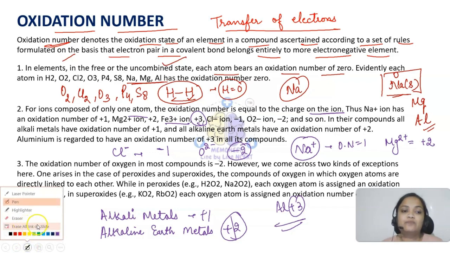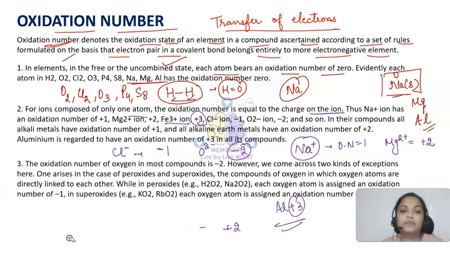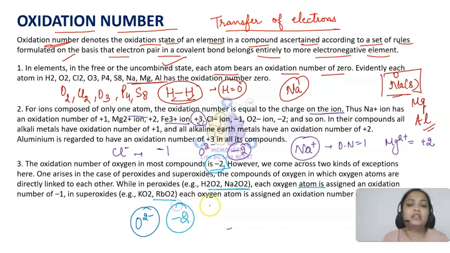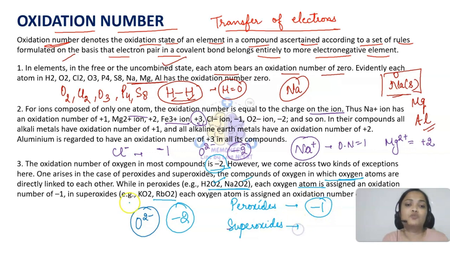Okay. Now the next thing is, students, certain elements actually show different oxidation numbers. So if I am having oxygen, you know that it gains 2 electrons and it carries a 2 minus charge. So students, for most of the compounds, the oxidation number of oxygen will be -2. But there are different kinds of compounds formed by oxygen which are known as peroxides and superoxides. In peroxides and superoxides, the oxygen atoms are linked to each other. So you have to keep that in mind. In peroxides like hydrogen peroxide, sodium peroxide, the oxygen atom will have an oxidation number of -1, whereas in superoxides like KO2, RbO2, the oxidation number will be -1/2.